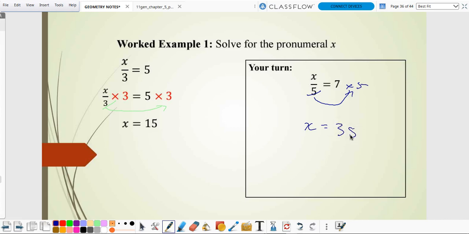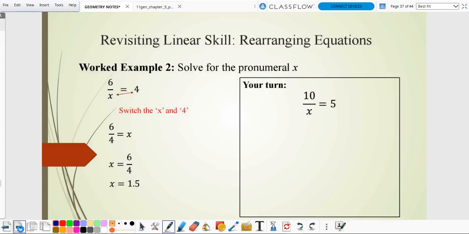35. So x equals 35. Easy. Okay, nice and easy. So that's what happens when we need to do these sort of equations. And you'll come across it when you do the scale factor questions. All right, this one here is slightly different.